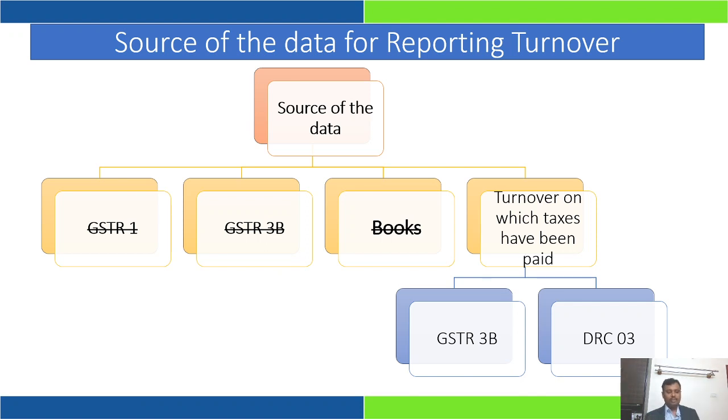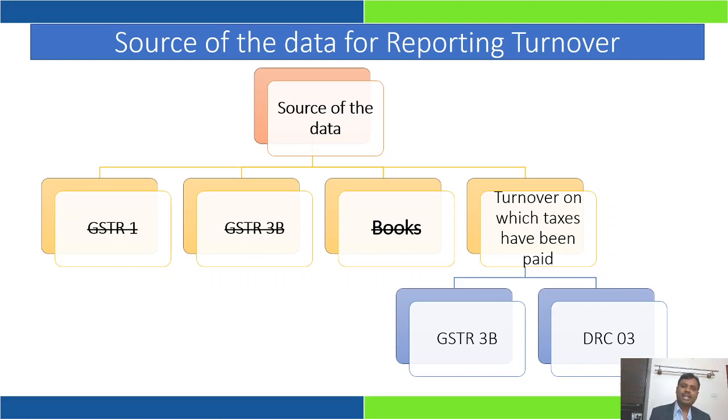Now, people always ask this question: what is the source of information that needs to be reported? Friends, maybe GSTR 1, maybe GSTR 3B, maybe books, and all three might have different information. If you notice, I have scored out all of them, saying that none of these is the source. The source of information is the turnover on which the taxes have been paid to the government. To the extent the taxes have been paid is what is reported in GSTR 9.